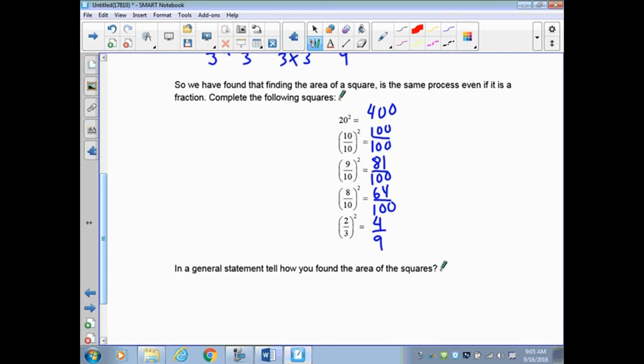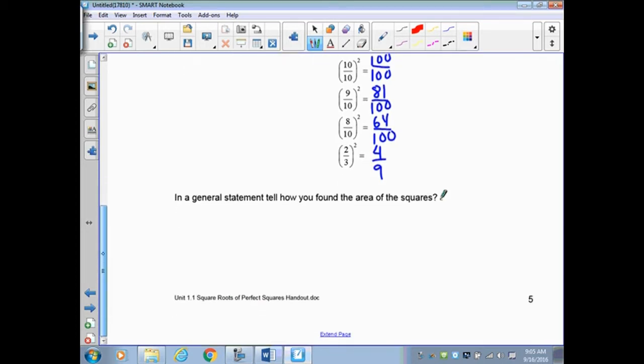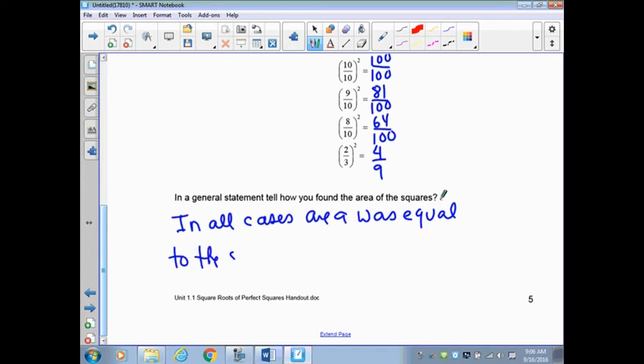So in general, can you tell how you find the area of a square? Well, in all of these cases, we took the side length and squared it to find the area. So in all cases, the area was equal to the square of the side length.